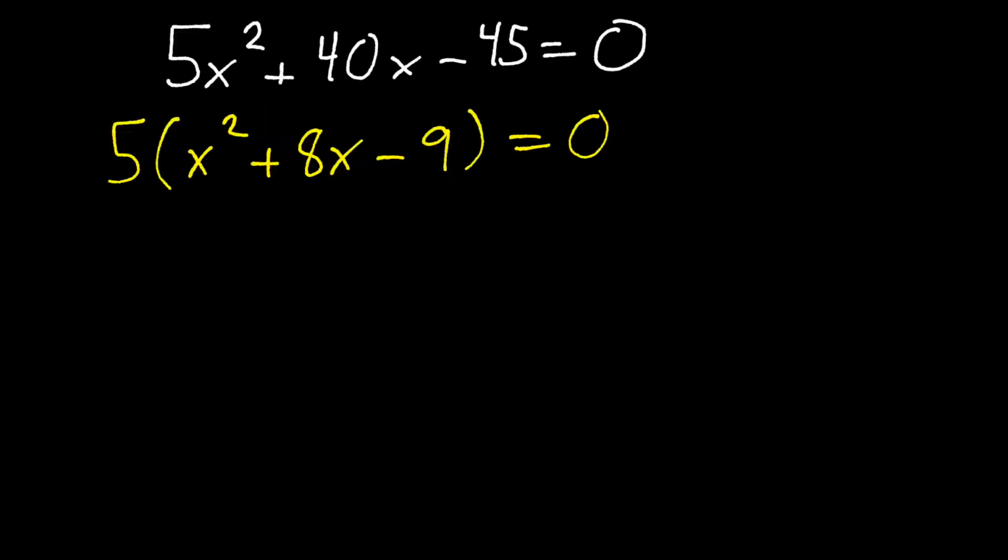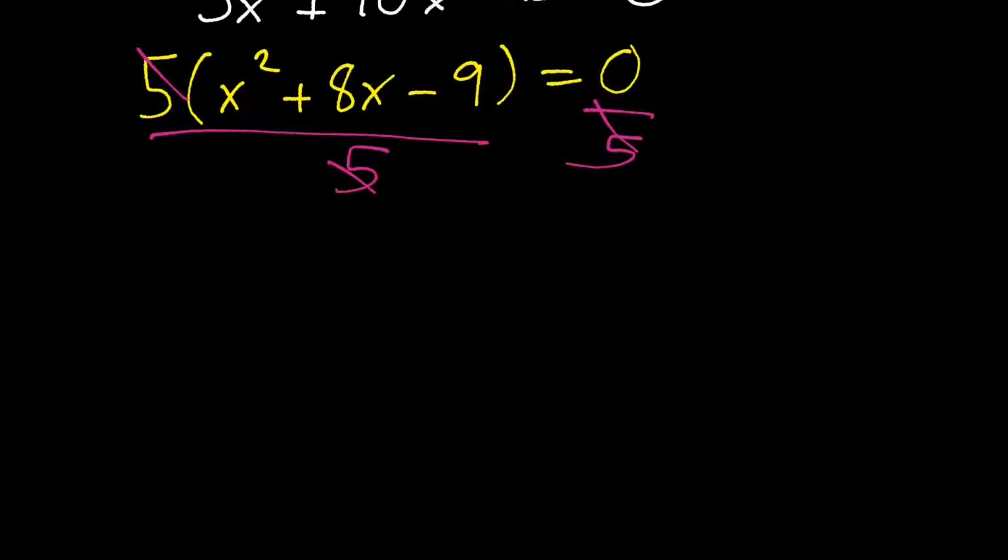So how are we going to do that? Well, we're going to divide both sides by 5. So 5 divided by 5 cancels itself out, it's just 1. 0 divided by 5 is still 0. So it's a nice little trick to get rid of that coefficient in front of the quantity, and it's not going to play any part in changing our answer. So now that that's happened, what do we have? We've got x squared plus 8x minus 9 equals 0.